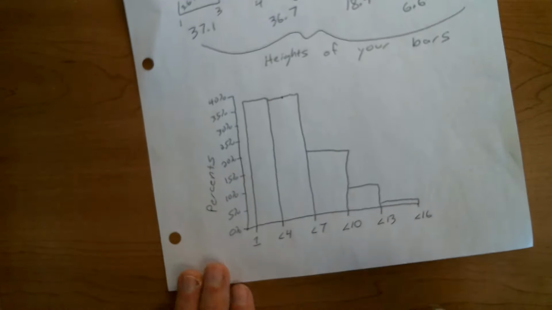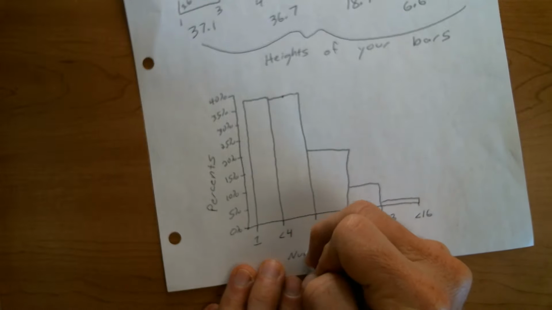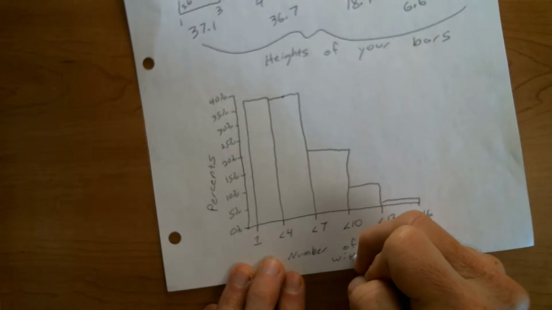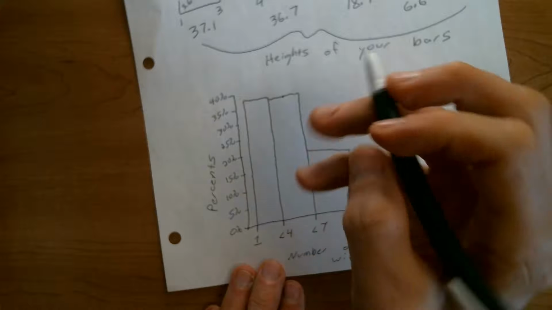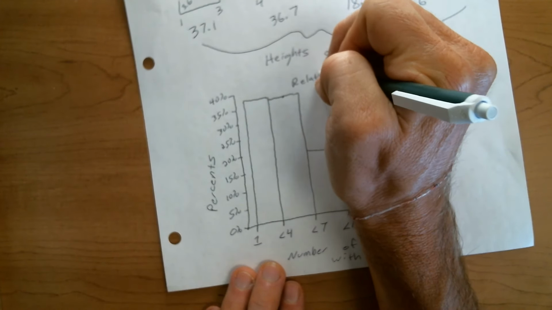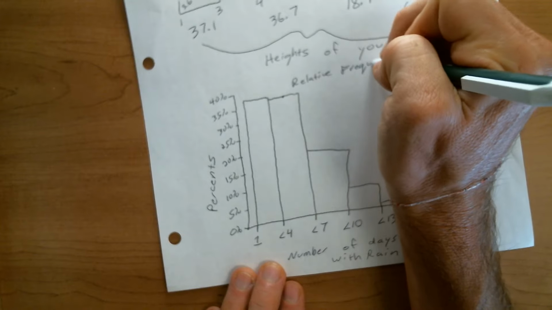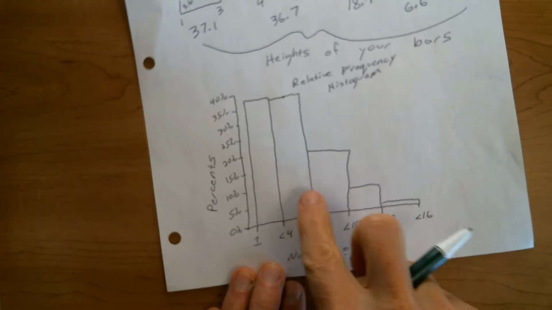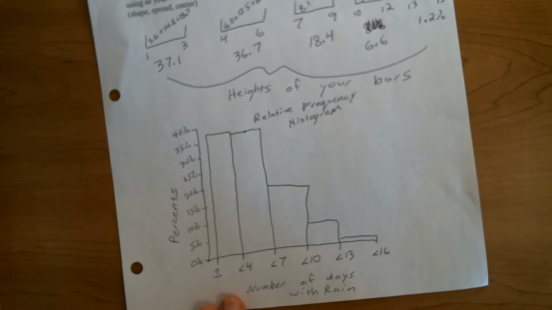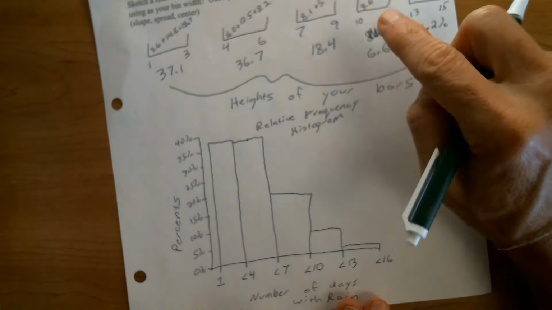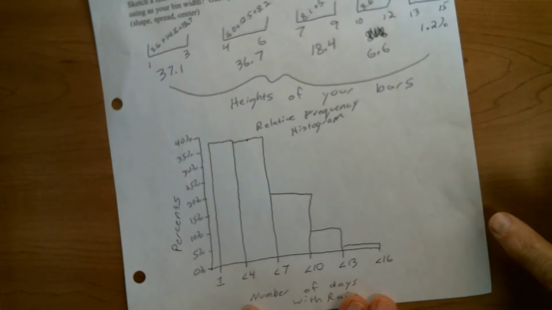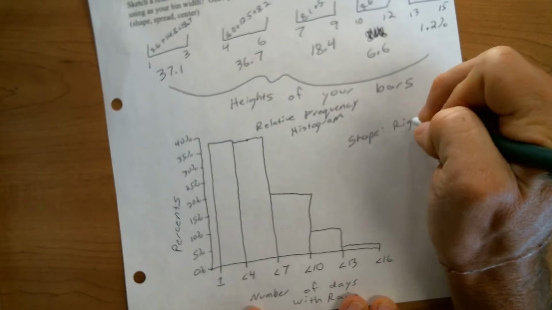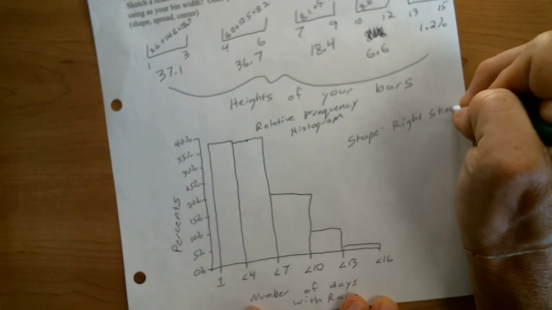So there's my histogram. Again, let me label this. So this is number of days with rain. This is a relative frequency histogram because it's using percentages. And again, those bars are going to add up to 100% because we're accounting for all possibilities. And then last but not least, if we're going to describe the shape, this would definitely be right skewed. All right, so the shape is right skewed because we've got a tail off to the right.